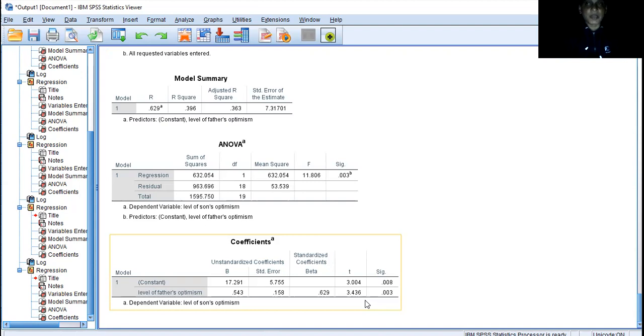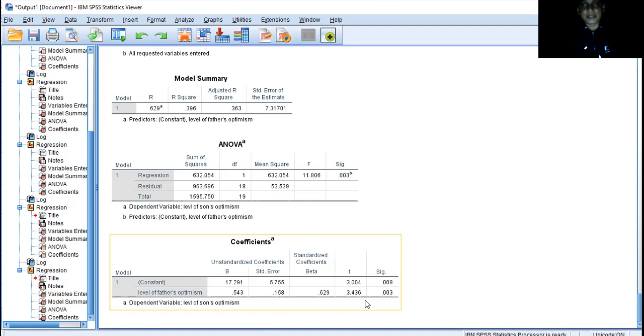For D part, we have to talk about the effect size. Now, effect size, we all know in case of simple linear regression is given by R square. The value of R square here in our question is 0.396, which means 39.6% of son's level of optimism is defined by father's level of optimism. So that is what the value of R square is saying. This R square is actually the effect size.